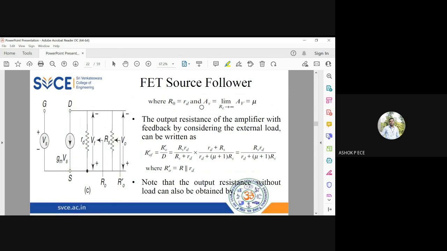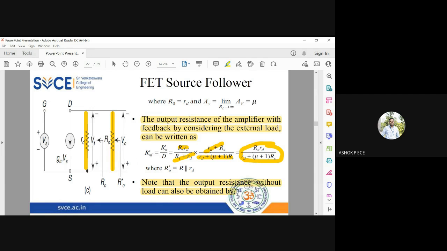Okay, so now we are going to find the output resistance considering the external load. So R naught F dash equals R naught dash by D. R naught dash means including your RS. So you can see RD and RS are in parallel. So R naught dash equals RD parallel to RS. So RS into RD by RS plus RD divided by D. And D is this term what you get. So you can see RD plus RS and RD plus RS will get cancelled. So you will have RS into D divided by RD plus mu into RS. So this is going to be the output resistance with the feedback considering the load.